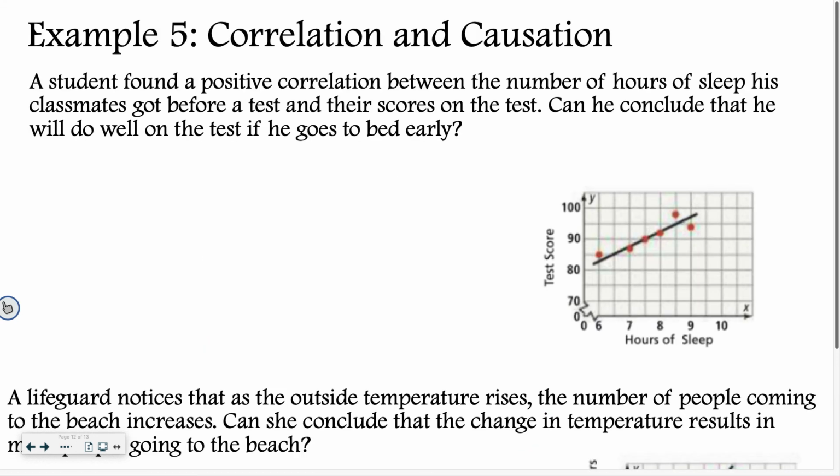All right, let's talk about our last example for today, correlation and causation. So our first situation that we're going to talk about is a student found a positive correlation between the number of hours of sleep his classmates got before a test and their scores on the test. Can he conclude that he will do well on the test if he goes to bed early? Okay, so here's the information that he gathered. He plotted points of how many hours his classmates slept and how well they did on the test.